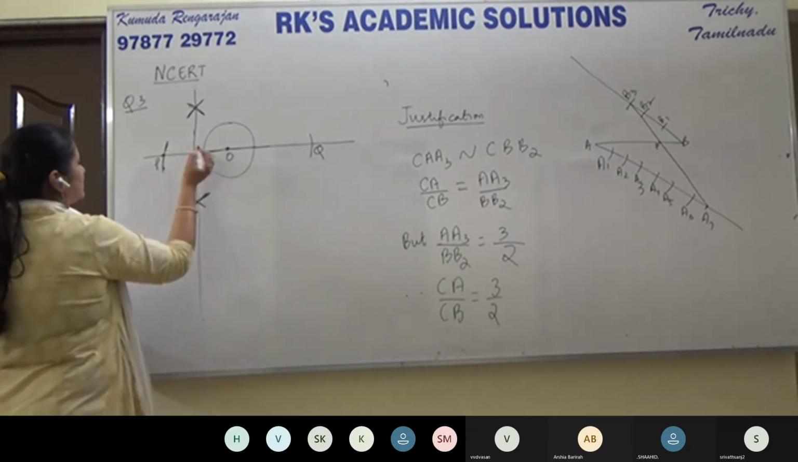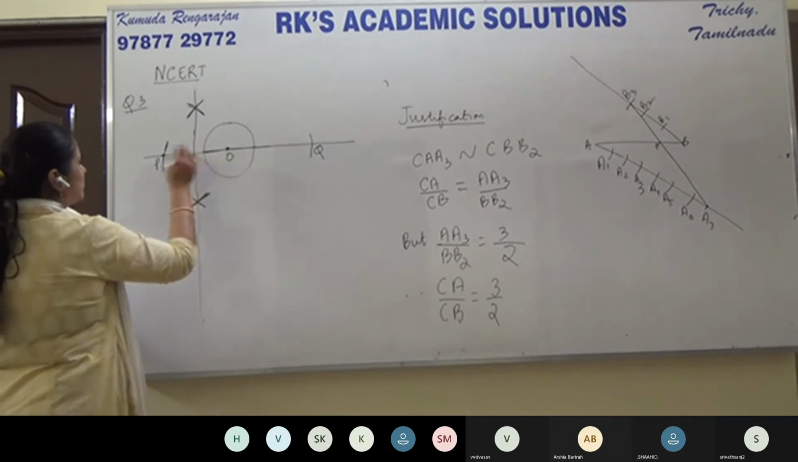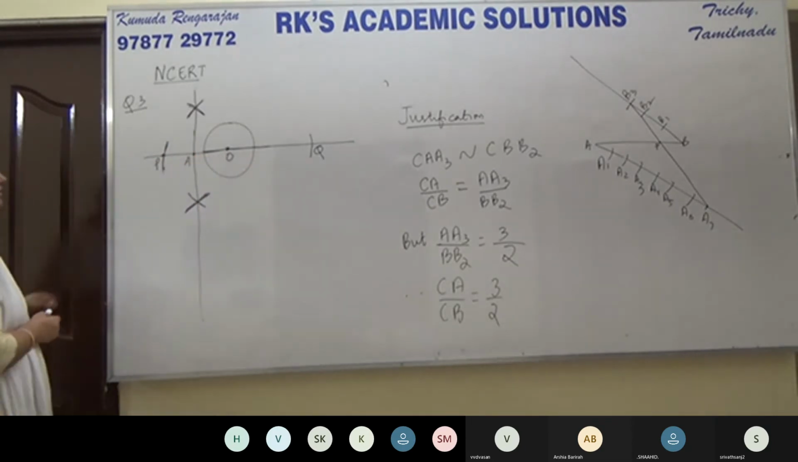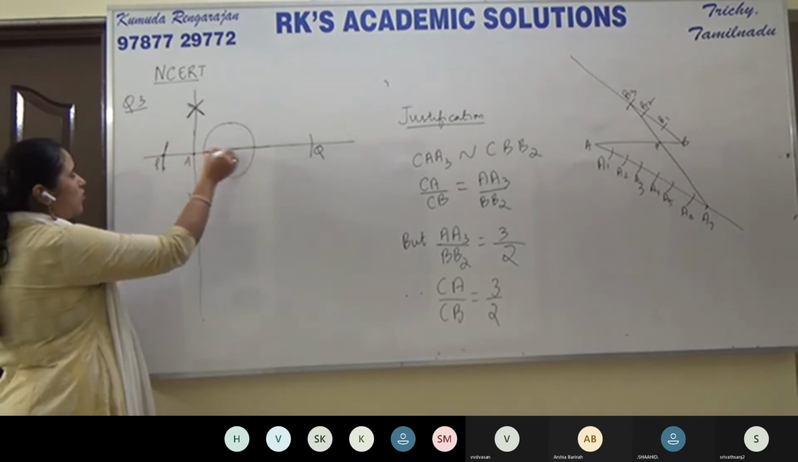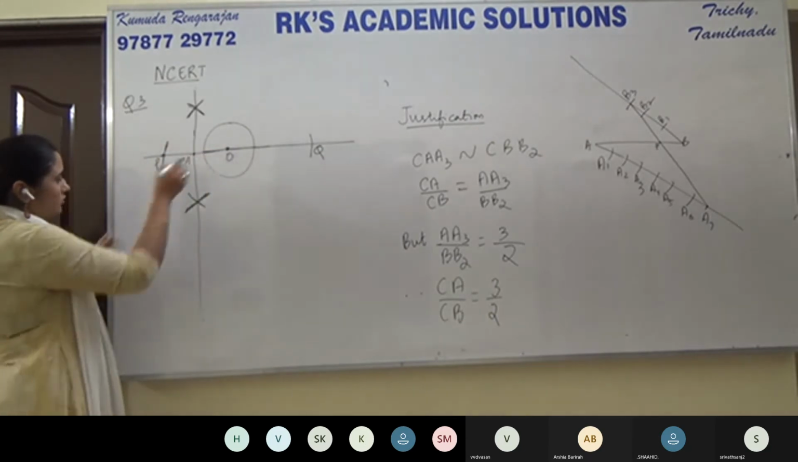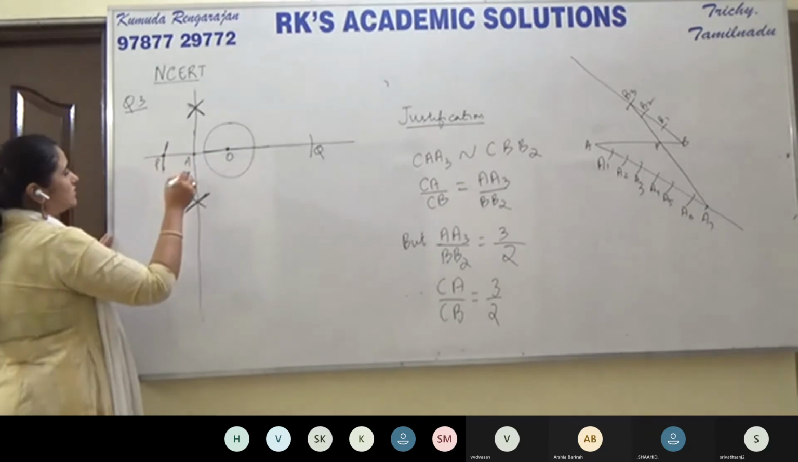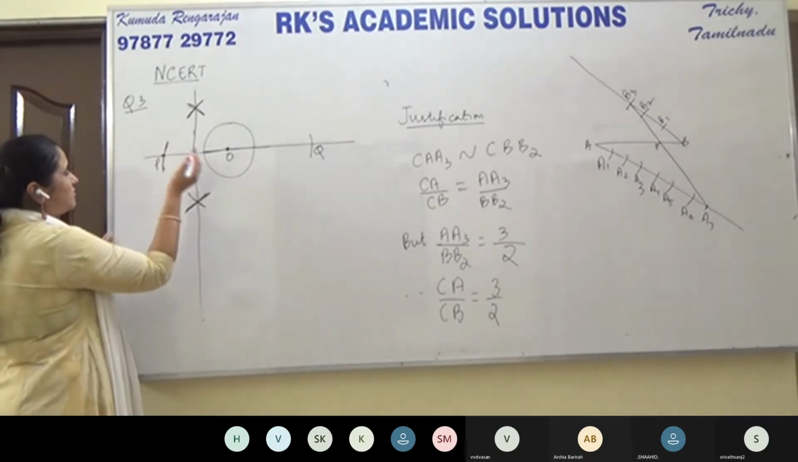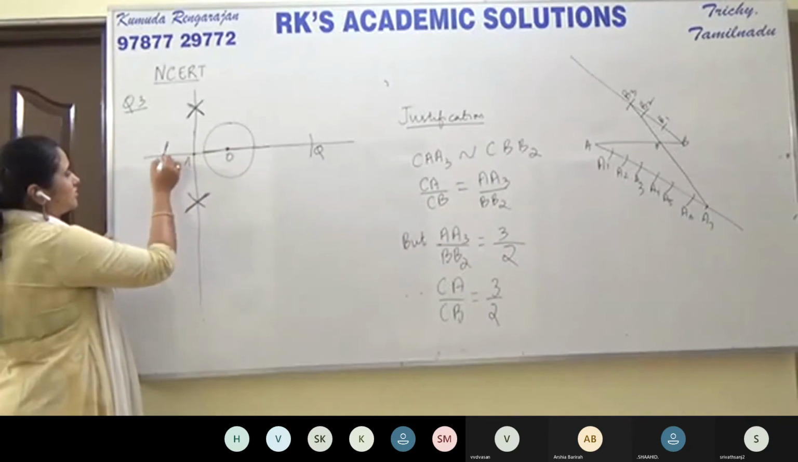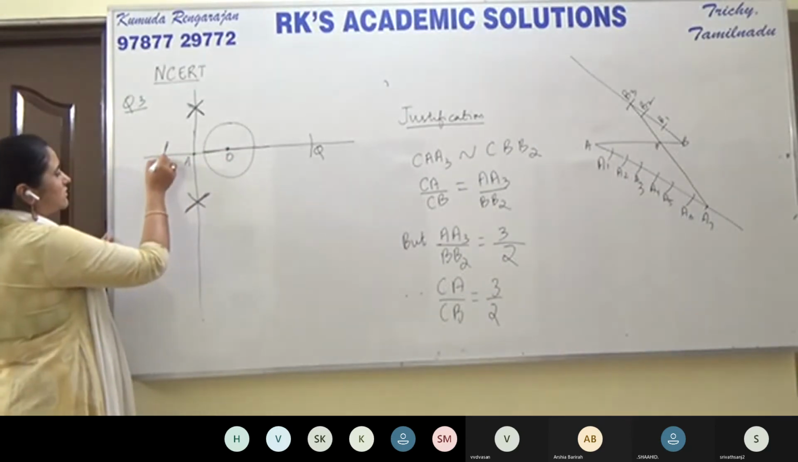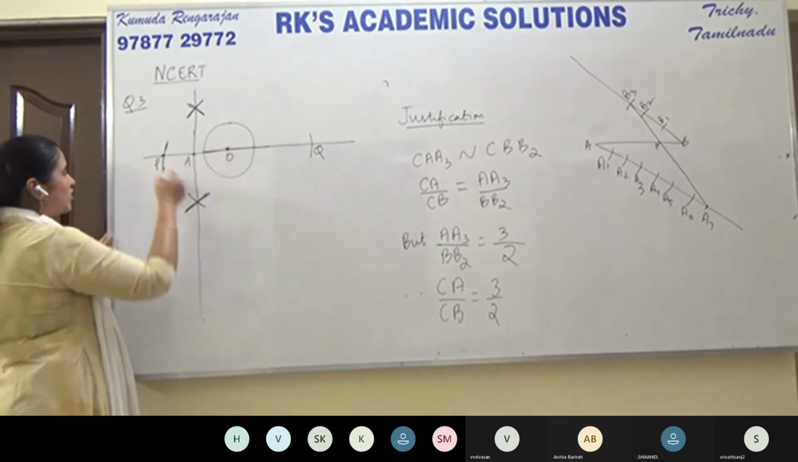Now, supposing you call this A, there's no A here, so we'll call it A. Now with A as center and AP or AO as radius, you should draw a circle. See, this is like a diameter now. This becomes a diameter because this is the center of the circle. So this OP becomes a diameter. With A as center and AO or AP as radius, we need to draw a circle.